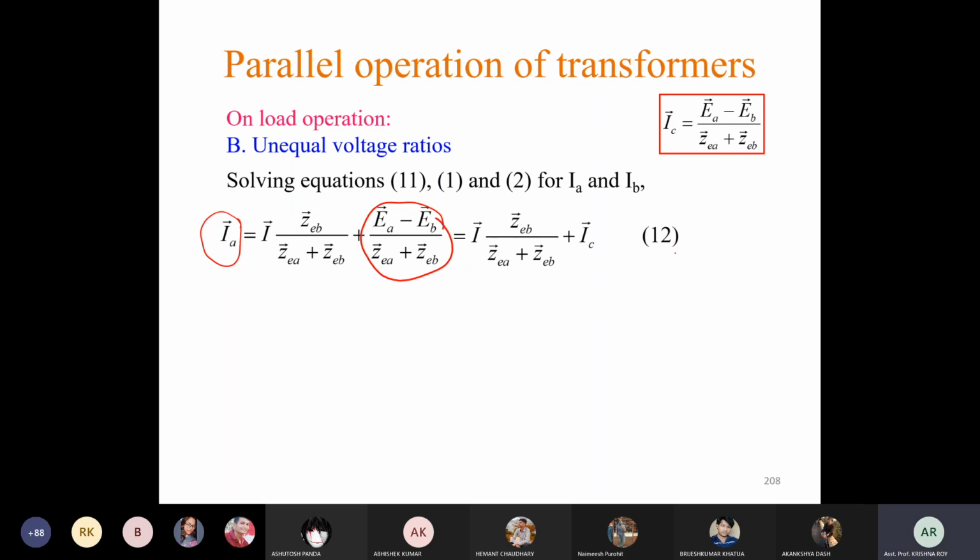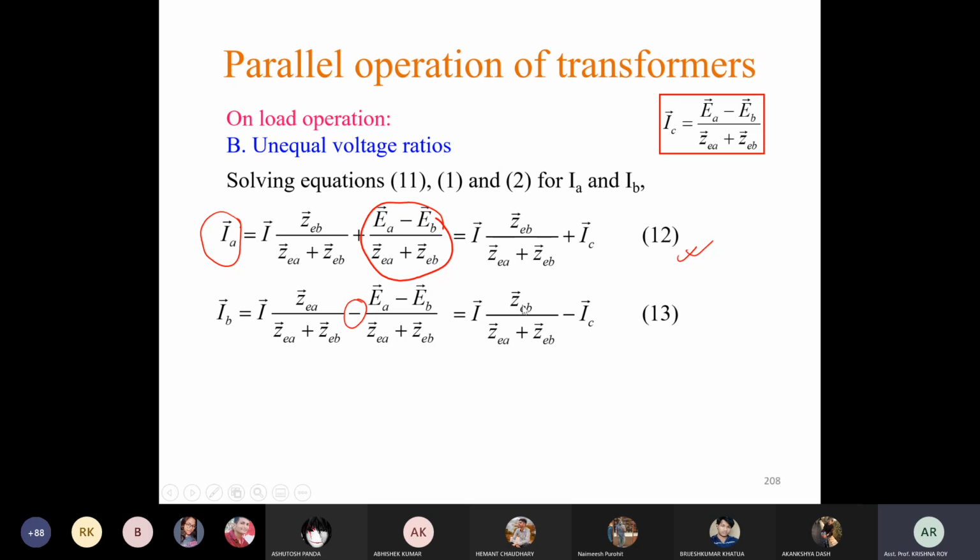Therefore this is equation 12, and IB equals this current minus the circulating current. We have seen that the direction of circulating current in one transformer is the same as that of the secondary induced EMF, and in the other transformer it is opposite to that of the induced EMF. So this negative sign appears.